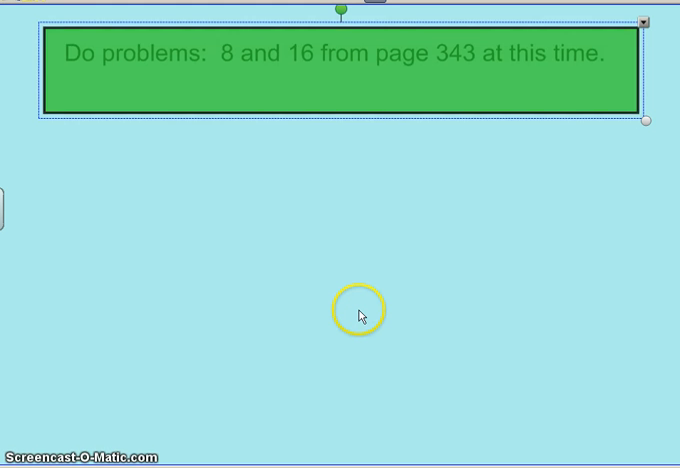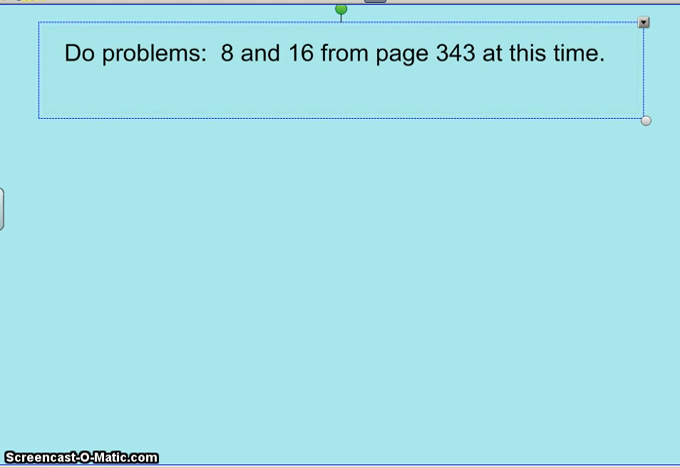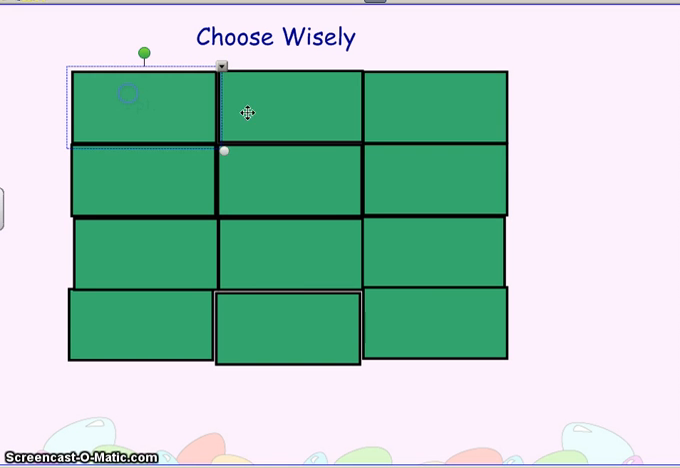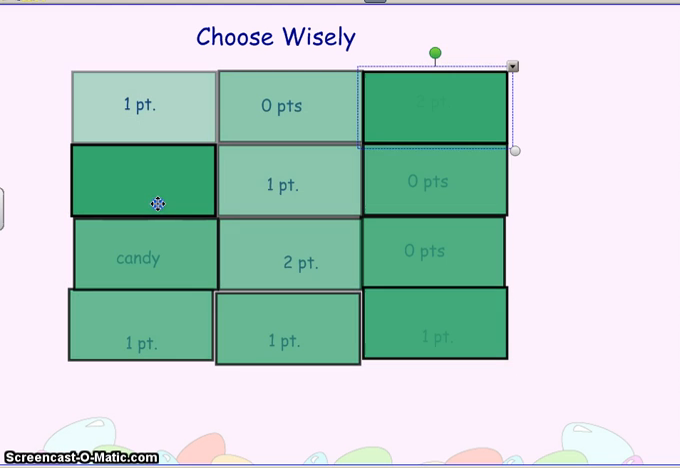Let's wrap this thing up. Right here's the regular geometry class problems to work. There's the up 1, down 1s. Good luck on those. Here's the boxes if you're watching from the regular geometry class. Good luck with that.